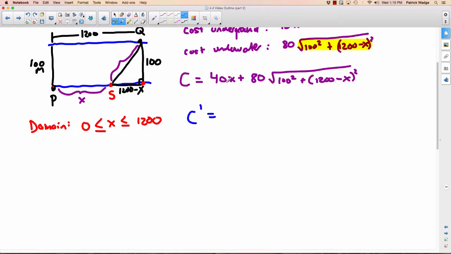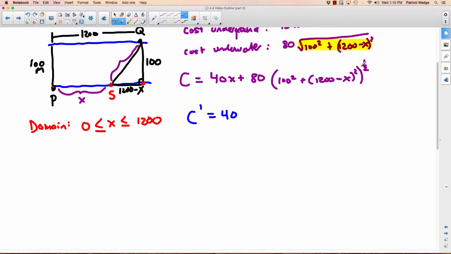C prime equals, okay, the derivative of 40x, 40. Hey, easy. This part, not so easy. Remember, what we have here is the square root of all this. So what you might want to do, maybe I should have done this already, is rewrite this. You can write another line below if you want, but I'm trying to save some space and time. Since it's the square root of all this, it's all this to the 1/2. So you're going to have to use some chain rule here. In fact, I think you're going to use multiple chain rule.